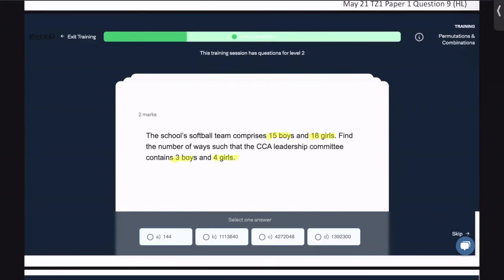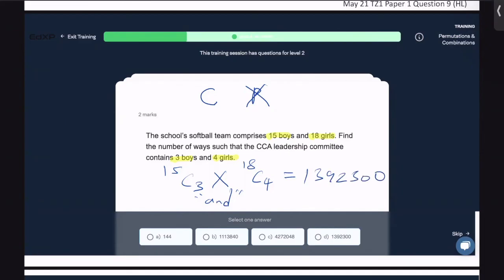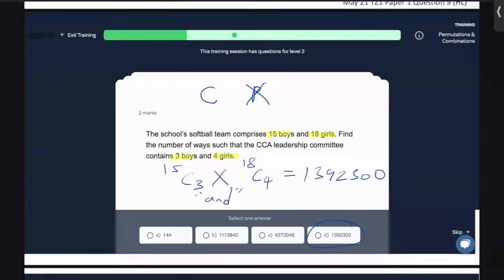Immediately, you must identify that this is a combinations question. Arrangement is not important, so we don't use permutations. From 15 boys, I want to choose 3 boys for the committee. And, when we say and, we multiply. From 18 girls, we want to choose 4 girls. Quite straightforward. Since this is a Paper 2, 15 choose 3 times 18 choose 4. The answer is 13,923,00. So the answer is D. Hope you got that.